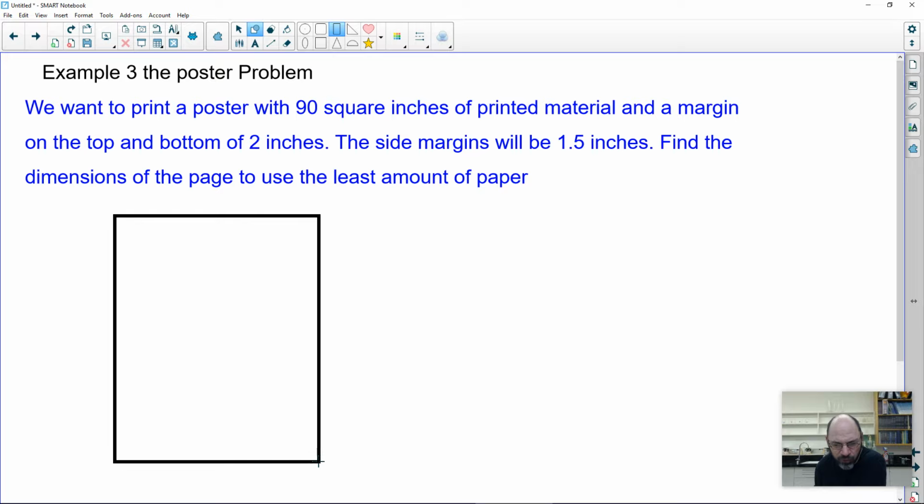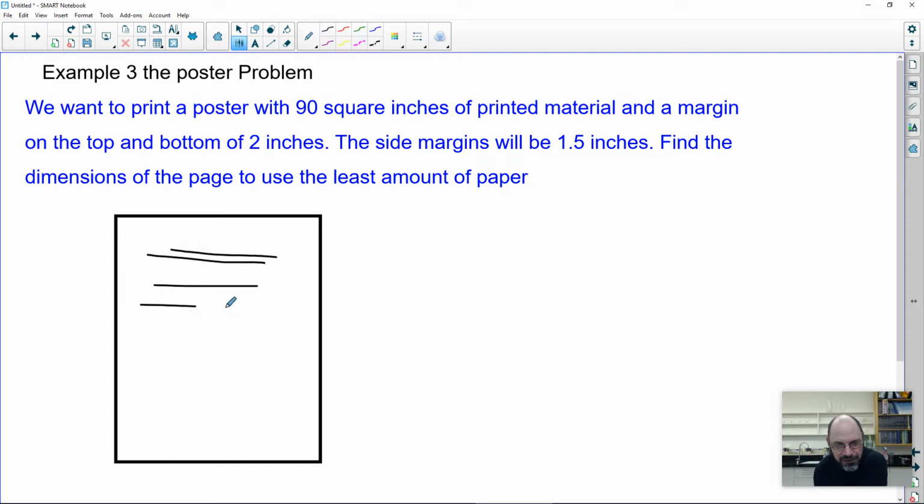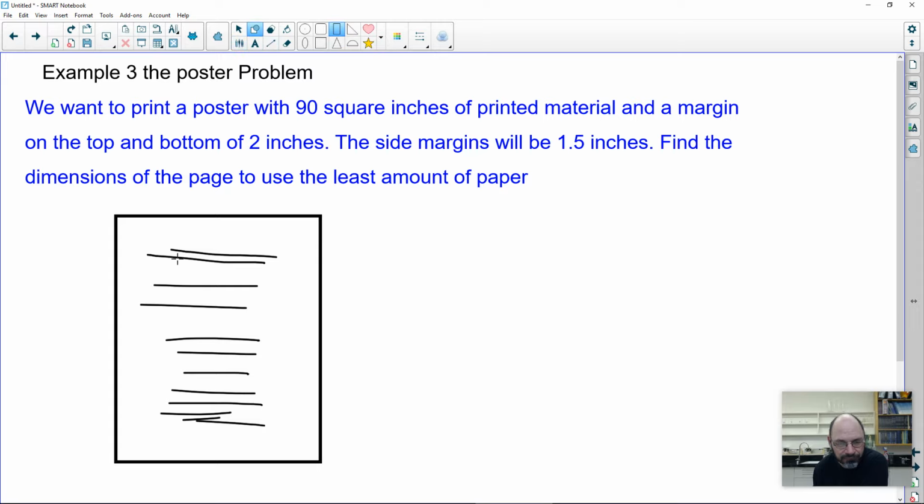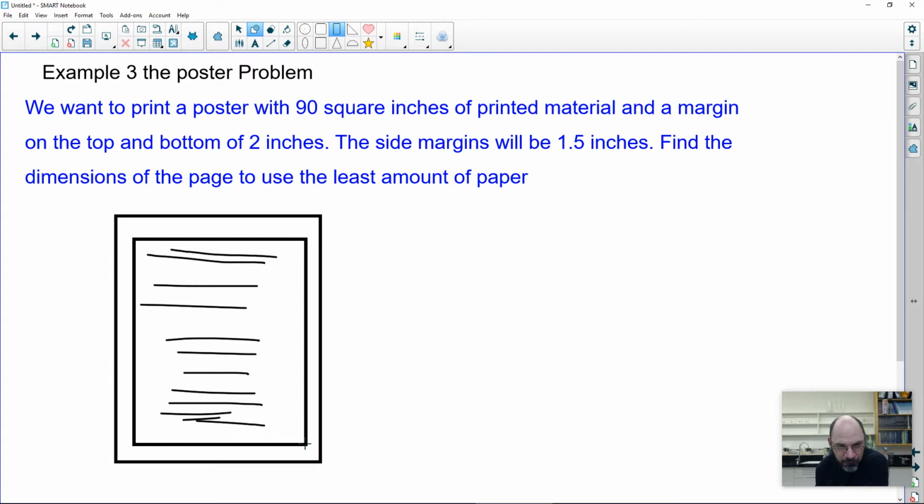Okay, there's my poster, and in the middle here, I've got my written material or pictures or whatever, and I want to leave that's not very good. Let's get that a little more. Okay, and I've got it so that I want to leave a margin on the bottom and the top that's a little bit bigger than the bottom. So that's kind of how it's going to look.